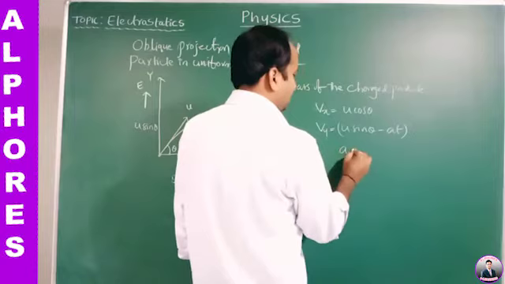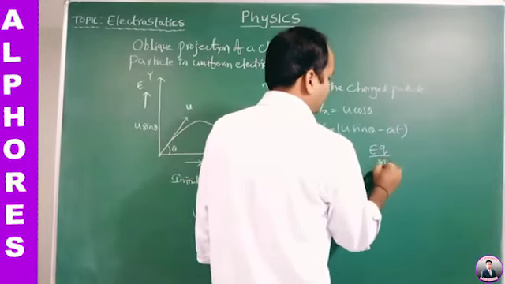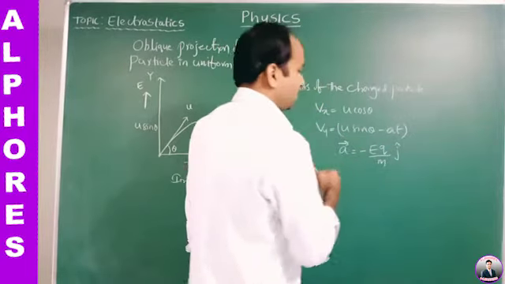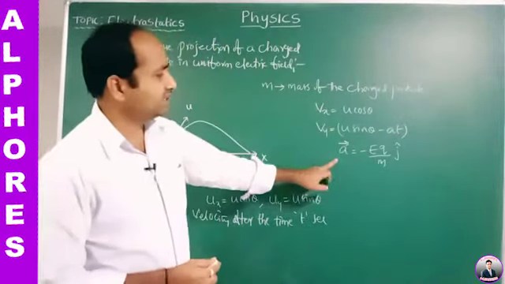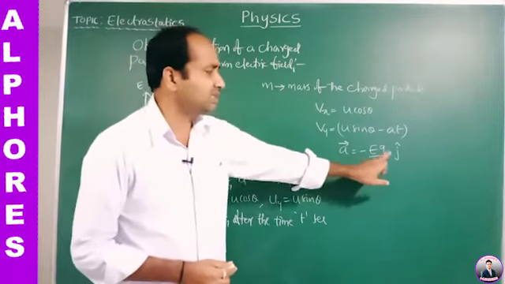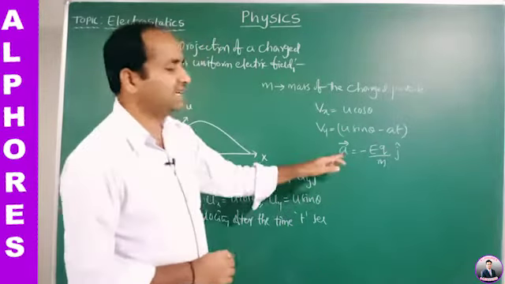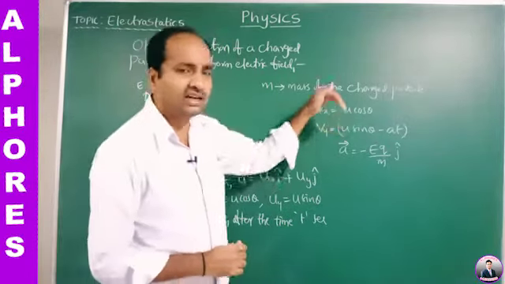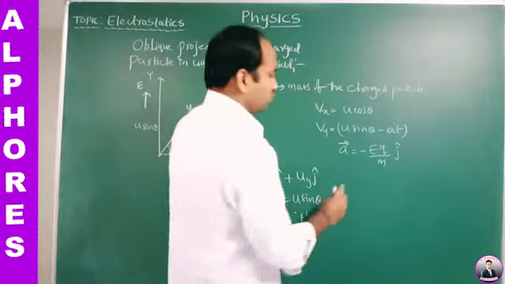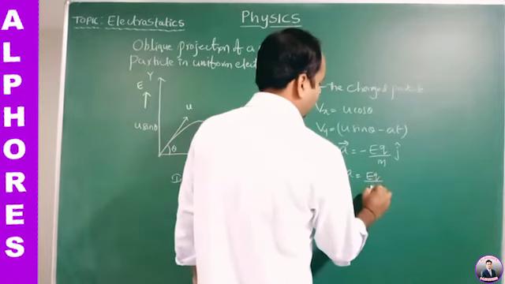What is a? a is equal to Eq by m, in the minus j direction. The acceleration vector a bar is equal to minus Eq by m j cap. Here minus j cap indicates the direction of acceleration, that is, directed towards the negative y-axis. The magnitude a is equal to Eq by m.